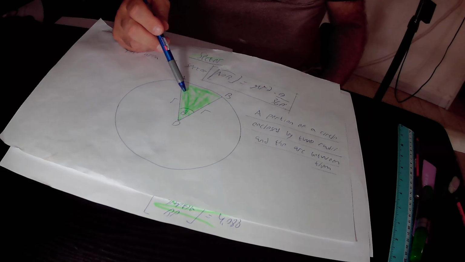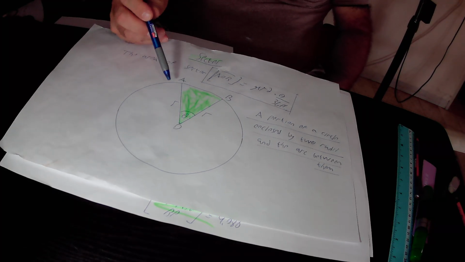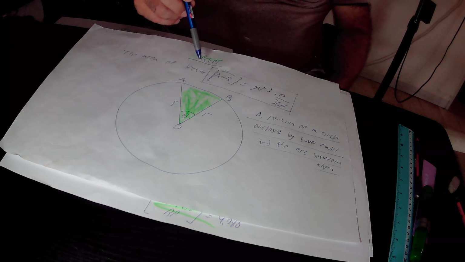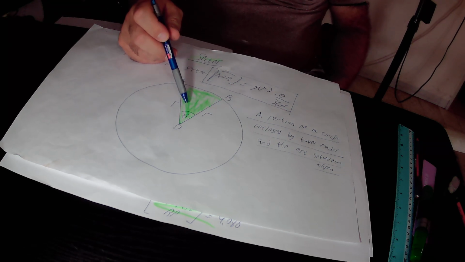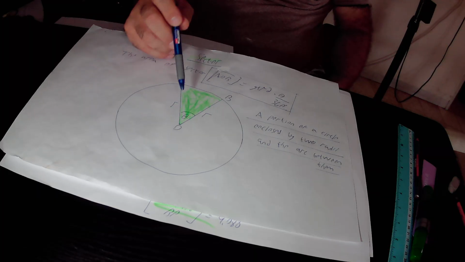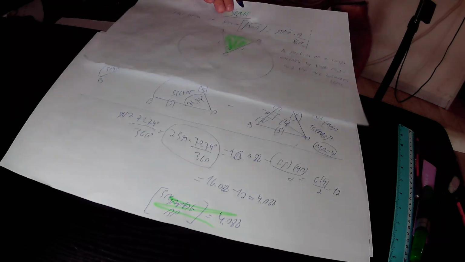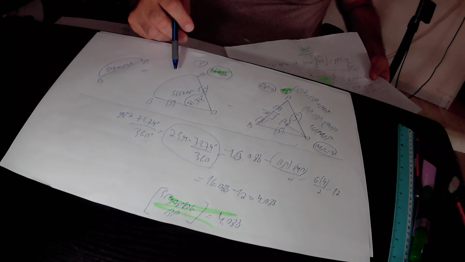The area of this sector AOB equals pi r squared, that is the area of the circle that contains the sector, times theta, that is the angle between the legs of the sector, over 360 degrees. Okay, so we use the new formula in order to find out the area of this sector, sector BOP.